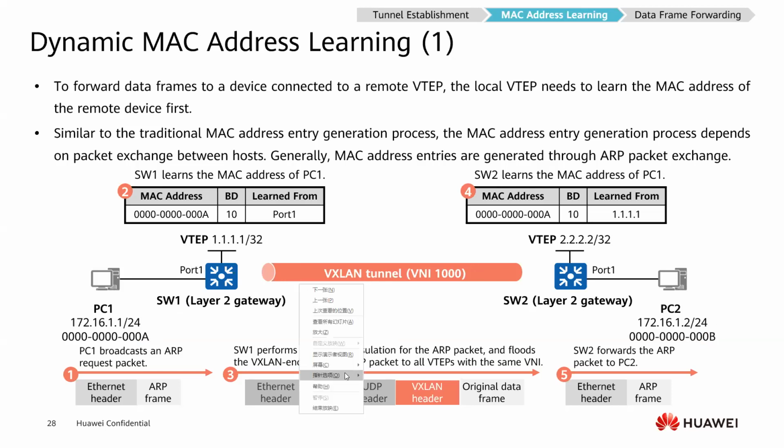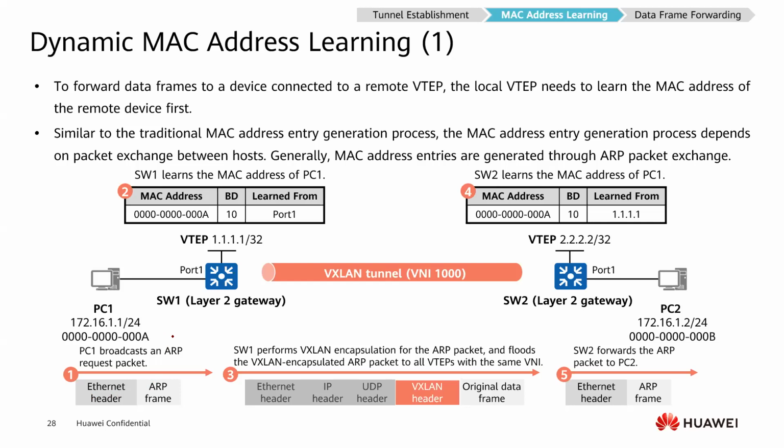The first procedure is that PC1 will broadcast an ARP request packet. Because PC1 wants to communicate with PC2, but PC1 doesn't have the MAC address entry or the ARP entry about PC2, it needs to send a broadcast ARP request, all right. The ARP frame will be encapsulated into the Ethernet header, and then the frame will reach switch 1.